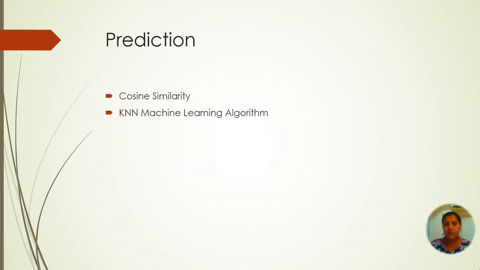Then comes the prediction, using cosine similarity and the KNN algorithm. I will cover what cosine similarity is and why we use it. There is special math behind calculating cosine similarity. There are many types of machine learning algorithms, but we will use the KNN algorithm because it provides the nearest data points, so we can find the nearest product match. I will discuss this in the prediction video.